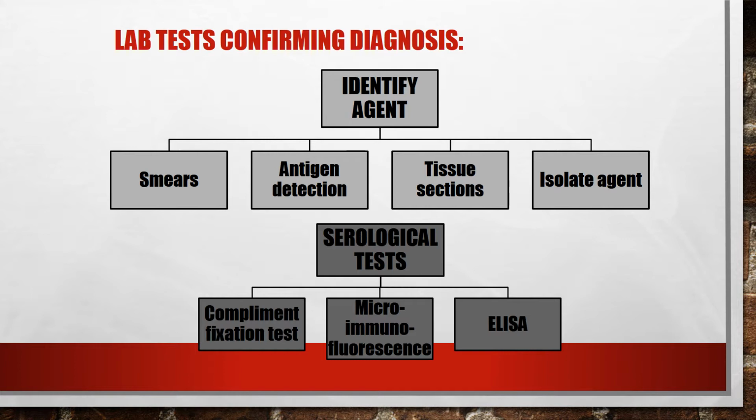Number two, the microimmunofluorescence test. This procedure is normally too time consuming for routine diagnostic purposes. Number three, ELISA. This can be used to detect the infection but doesn't show species specificity.